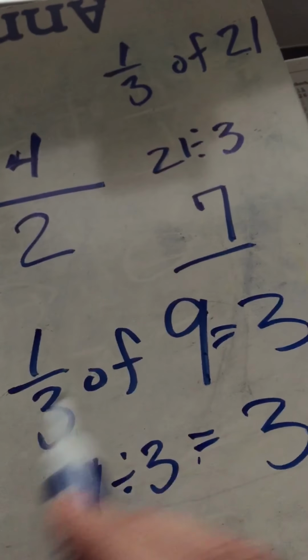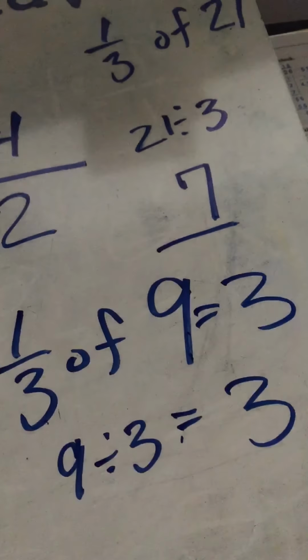So 1/3 of 9 is 3. That's all there is to that lesson.